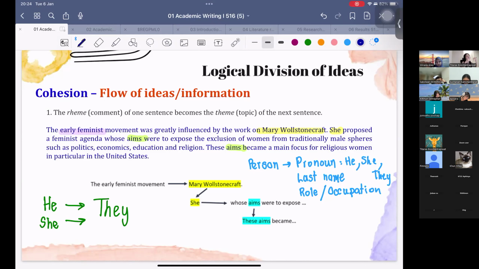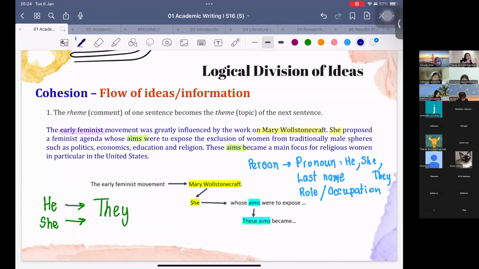Another option is that you can refer to a person using their role or occupation. Like Mary Wollstonecraft, let's say she is known for the feminist movement. You can refer to this person based on what she's famous for, based on their role or occupation, like what they do as a job.